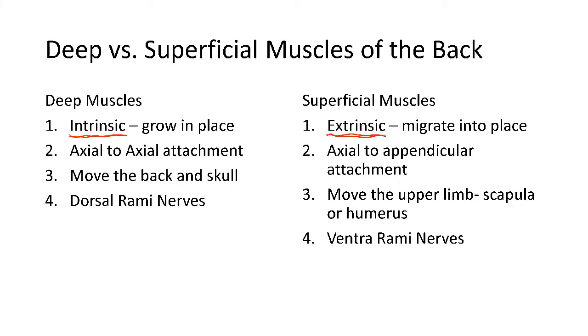Deep muscles are what we call axial to axial. They attach vertebra to vertebra, they attach vertebra to the ribs, they attach vertebra to the skull, but they always attach axial to axial skeleton. Versus superficial muscles of the back are what we call axial to appendicular. We have vertebra to the scapula, vertebra to the humerus, the skull to the humerus, the skull to the scapula. So we have these axial to appendicular attachments.